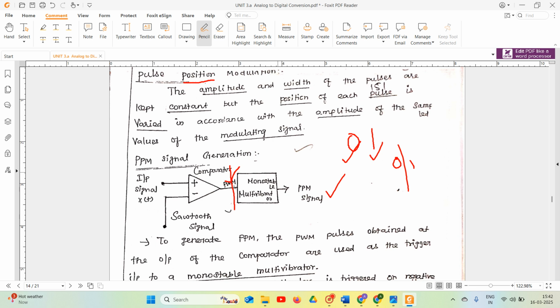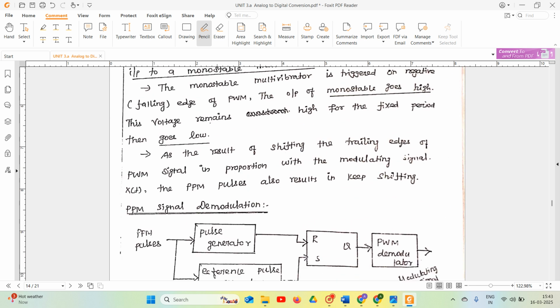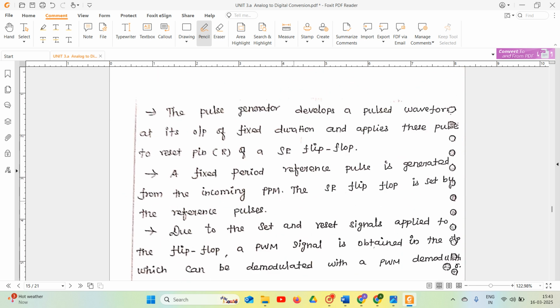So here it is triggering at the negative edge. Whenever the PWM signal has a falling edge, we can also call that a trailing edge or negative edge, the monostable multivibrator triggers and it shifts the position of the PWM signal according to our modulating signal. So we will see the waveform, right? Then we will understand in detail.